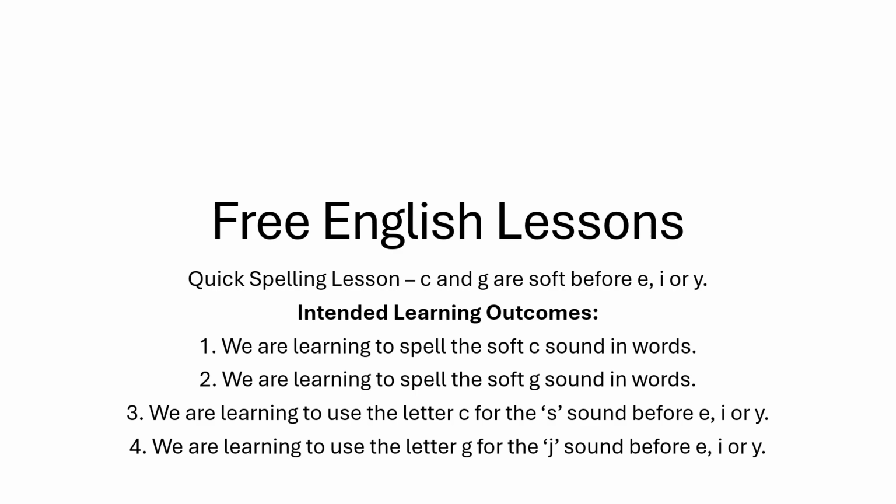This series will focus on spelling rules. There are 4 intended learning outcomes for this lesson. 1. We are learning to spell the soft C sound in words. 2. We are learning to spell the soft G sound in words.